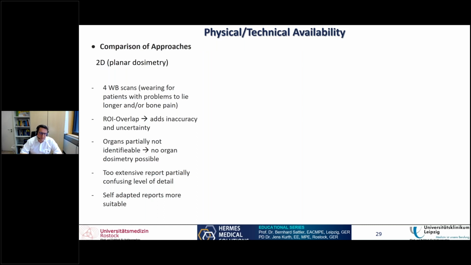The 2D planar dosimetry at least needs 4 whole body scans, which is very wearing for patients with problems to lie longer and accompanied with bone pain. You might have ROI overlap if you think of the kidneys. They can be overlapped by guts and whatever might be in the view. Organs partially or actually not identifiable, so no organ dosimetry will be possible. It's a very extensive report in the end, and confuses sometimes by the level of detail. That's what I meant when I reported what dosimetry tools we have and what reports come out. So we self-adapted our reports to be more suitable.